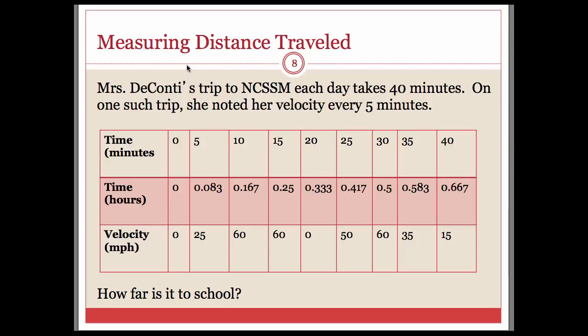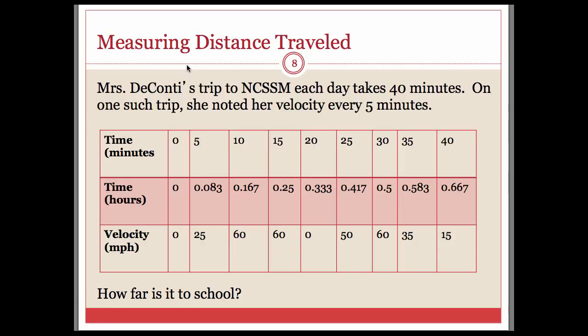Mrs. DeConte's trip to NCSSM each day takes 40 minutes. On one such trip, she noted her velocity every 5 minutes. So if you take a look at the table, we have increments going every 5 minutes from 0 minutes to 40 minutes. I've gone ahead and expressed those in terms of an hour because if we're going to use velocity as miles per hour, of course we need the units to be consistent. So you can take note there of the time of those minutes expressed in hours.